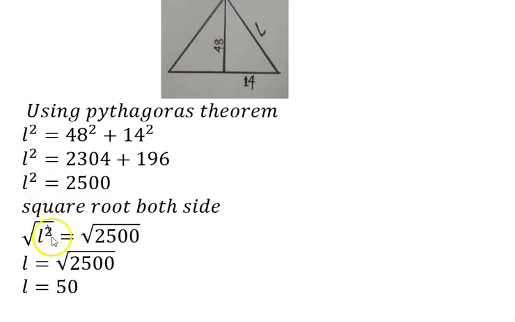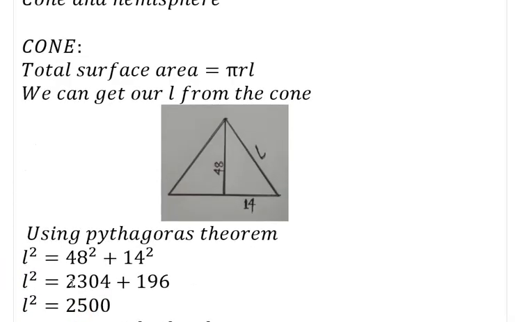So if you square root both sides, that means your square can cancel out these square roots. So you are left with your L. Square root of 2500 will give you what? 50. So with that, we've been able to get our L. We can now input our L. Here, we have our R already, which is 14 radius. So we have our L now.